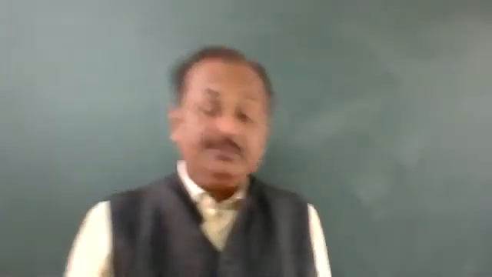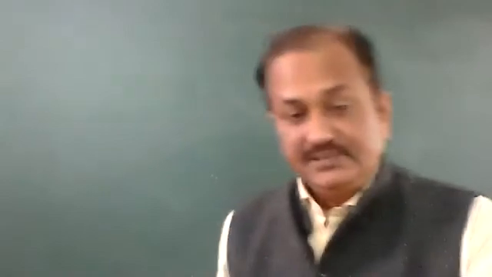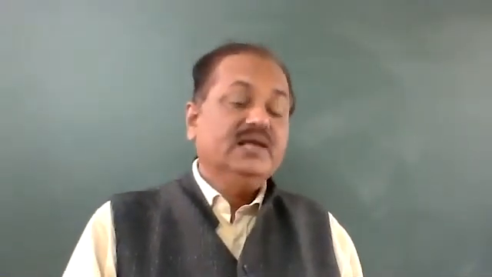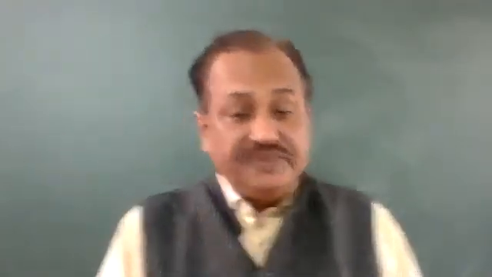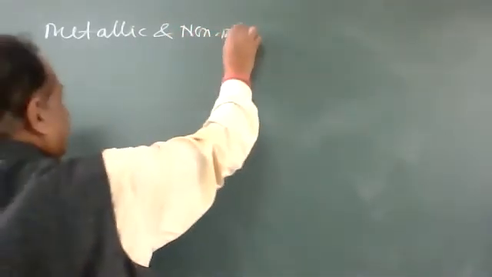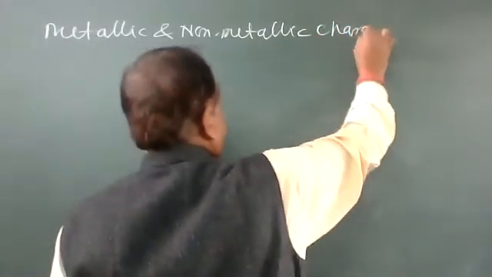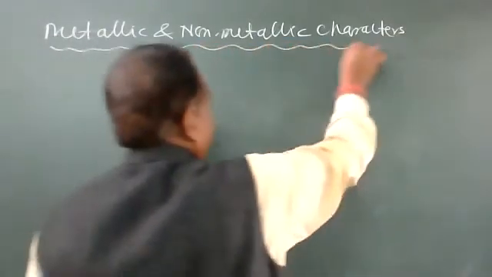So I'm going to explain a very important part about the periodic trend, and it is the metallic and non-metallic character. This is a very important part: how metallic character and non-metallic character vary in the periodic table. So the trends in the periods and groups.